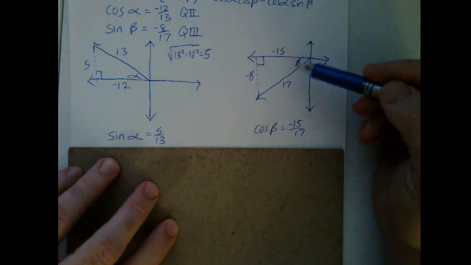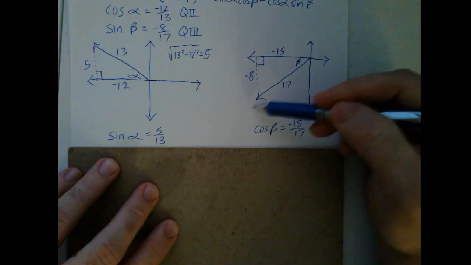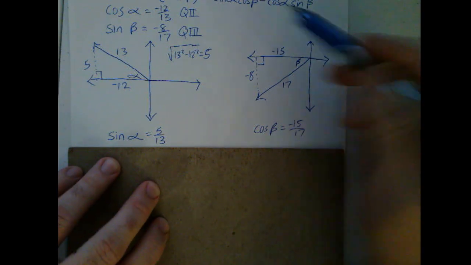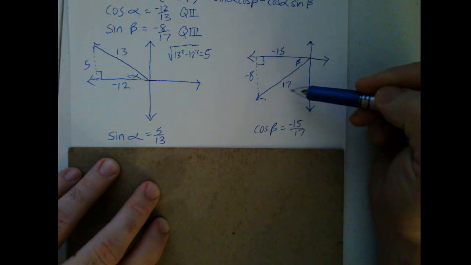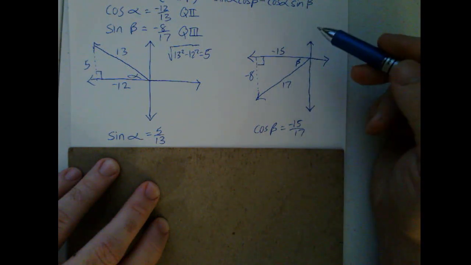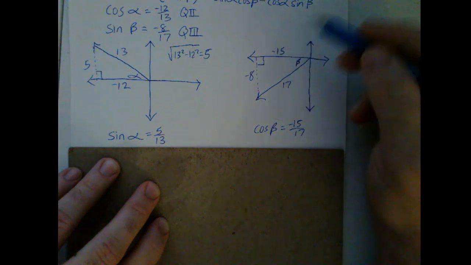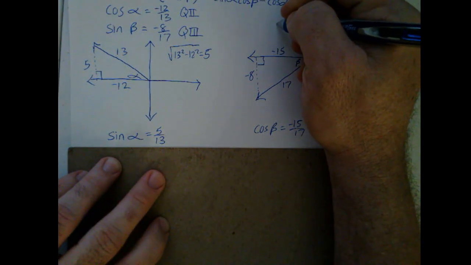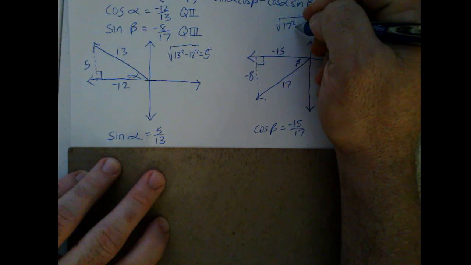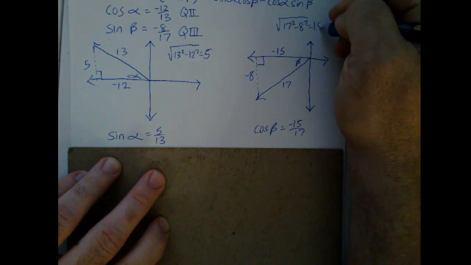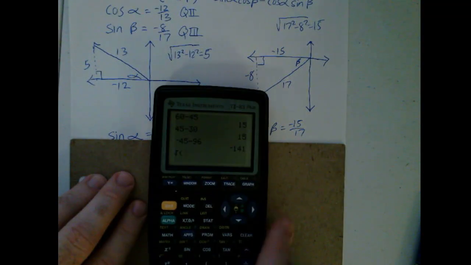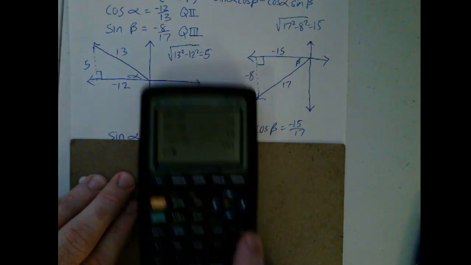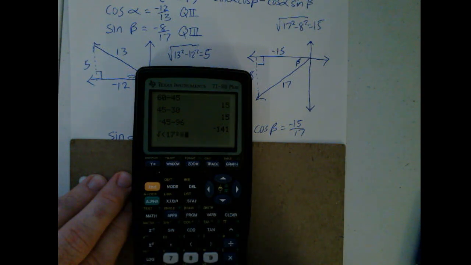So that's dealing with quadrant 3. So this is quadrant 3. We draw our angle here. We label sine of beta equals opposite, negative 8, over hypotenuse, which is 17. And to find this leg here, it's going to be the square root of 17 squared minus 8 squared, which should equal 15. And we'll check that real quick. Equal to 15.